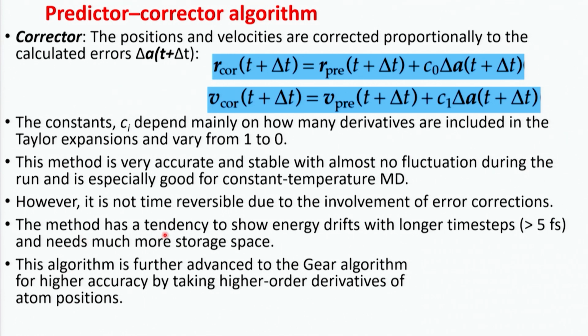The method has a tendency to show energy drifts with longer time steps, maybe more than 5 femtoseconds, and needs much more storage space. This algorithm is further advanced to the Gear algorithm for higher accuracy by taking higher order derivatives of atom position. So these are the three main algorithms which are used. But apart from this, some new algorithms are also coming up.